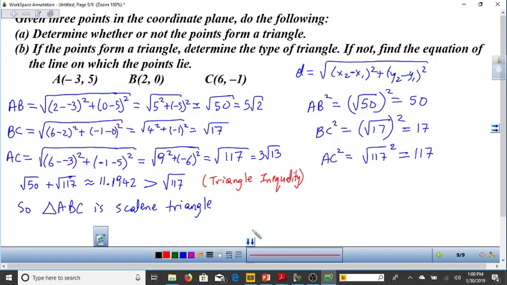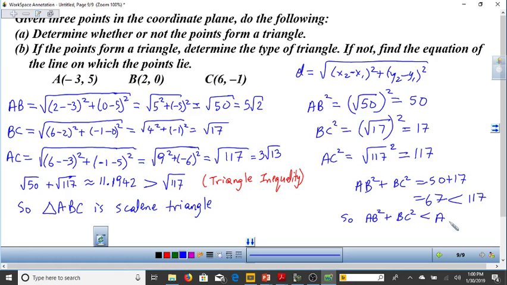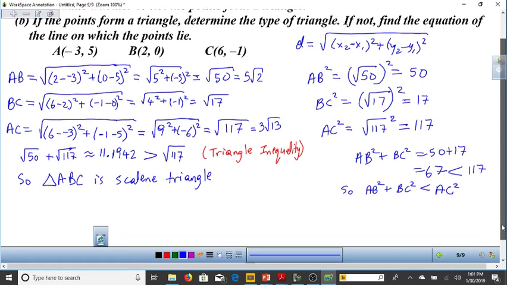Now the two shortest squares, AB squared plus BC squared. That gives us 50 plus 17, and that is equal to 67. That's definitely less than 117. So AB squared plus BC squared is less than AC squared. And when that happens, we're dealing with an obtuse triangle.